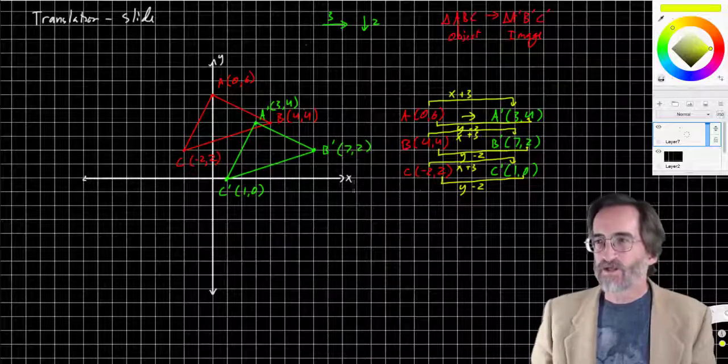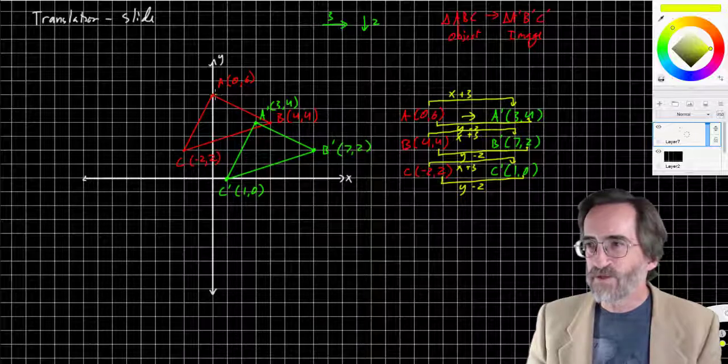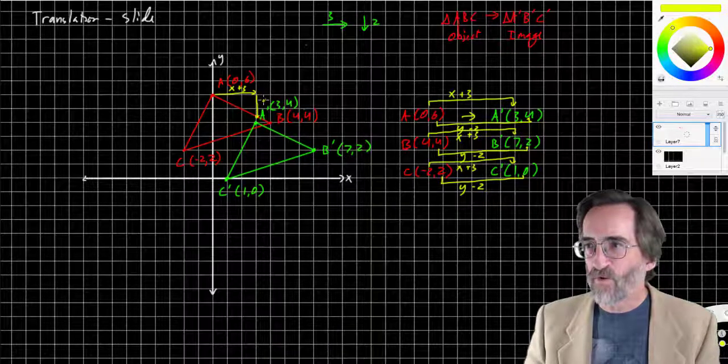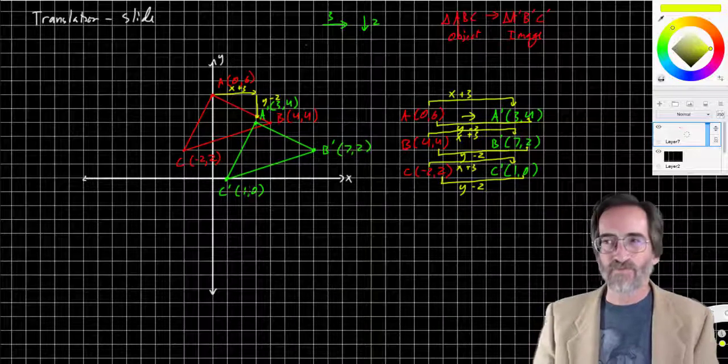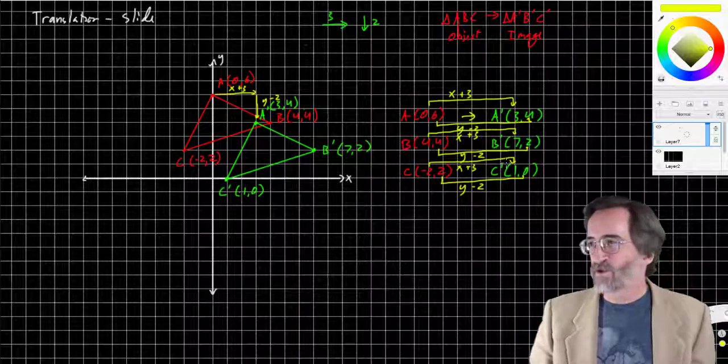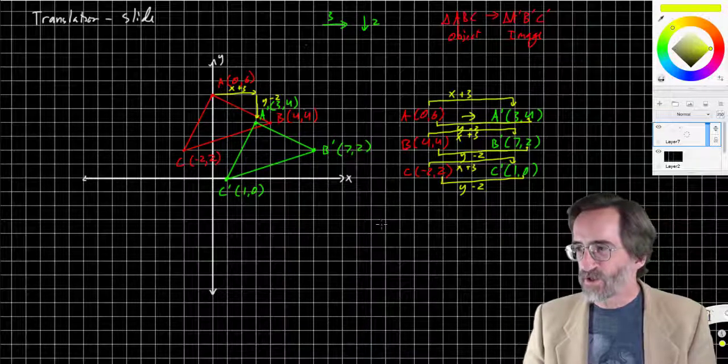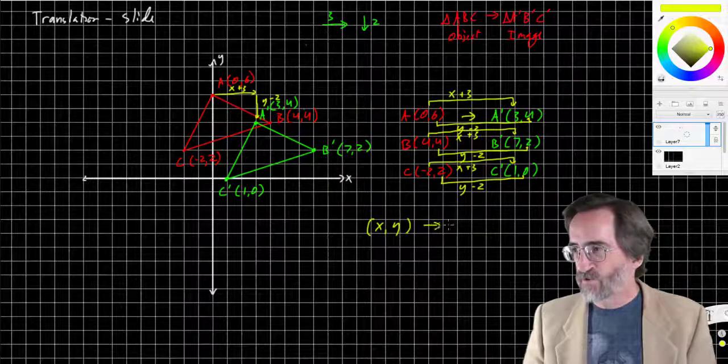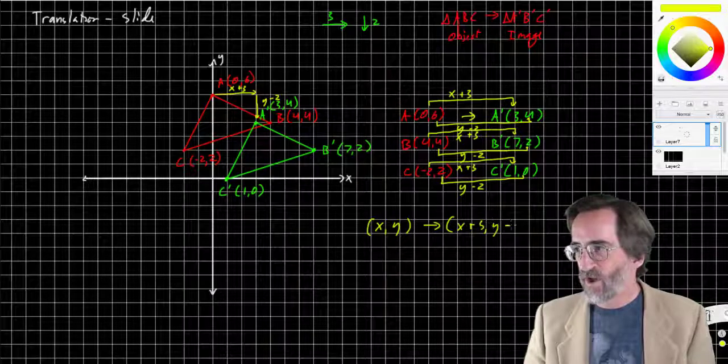Okay? So in order to move this thing to the right, we took whatever x was and added 3. And then to move it down, we took whatever y was and subtracted 2. So there's a way that we write this notation. Every point (x, y) becomes, through a translation, (x + 3, y - 2). And that's really kind of cool.